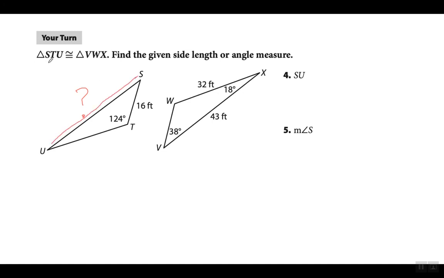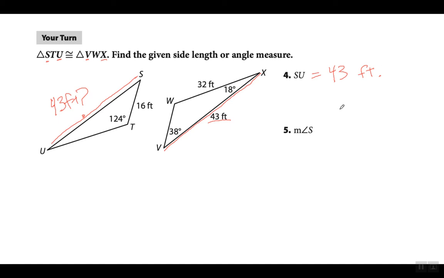So SU is the first and the third letter. So it has to correspond to the first and the third letter in the other triangle. Side VX. Side VX is this one right here. And since it tells us that that side is 43 feet, that means that this side must also be 43 feet. And there's my answer. Again, they're not all going to be this easy. But that's my first answer for number 4, 43 feet.